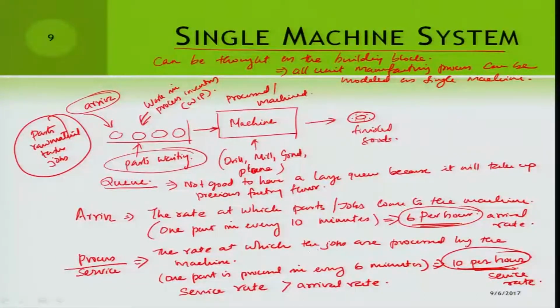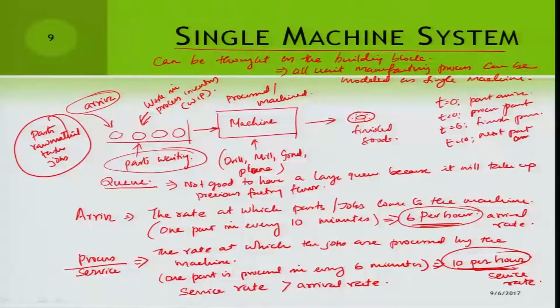So, if you look at it at time t equal to 0, one part arrives, the machine is free. So, immediately at t equal to 0, process the part. At t equal to 6, finish the process, then at t equal to 10, the next part arrives. This means there are 4 minutes of time where the machine is idle.